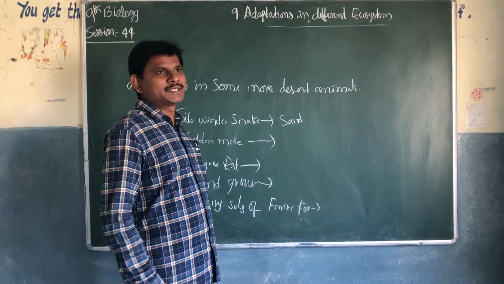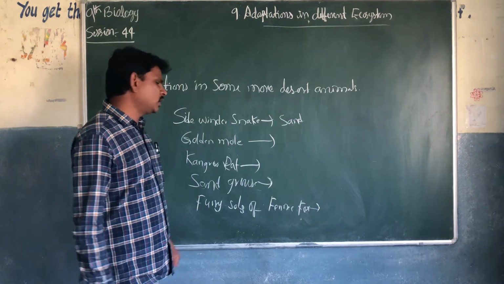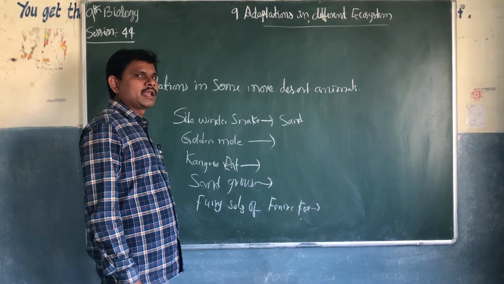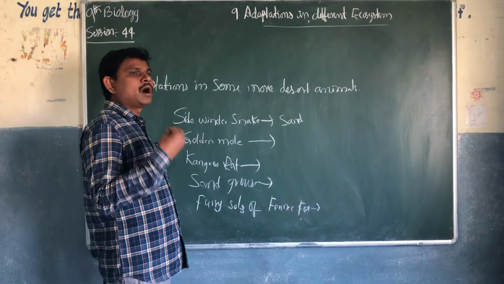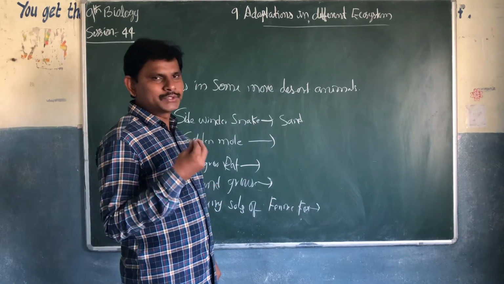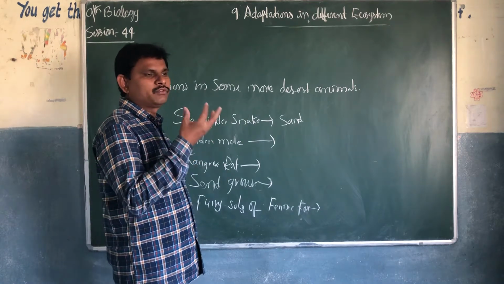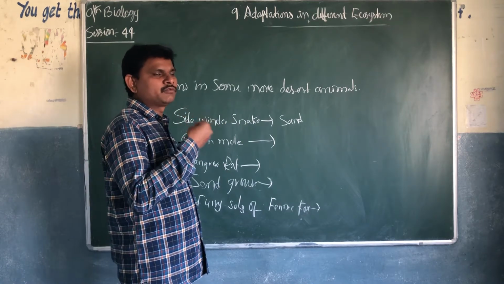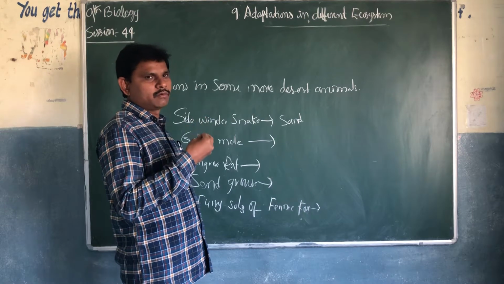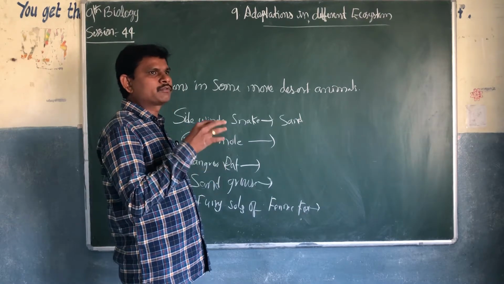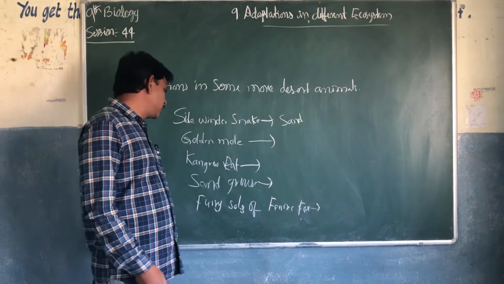The kangaroo rats, through their entire life, will not drink water. Then how will they survive? They get a small amount of water from the food materials. In the food materials, there are some water molecules. These water molecules are absorbed by the digestive system.